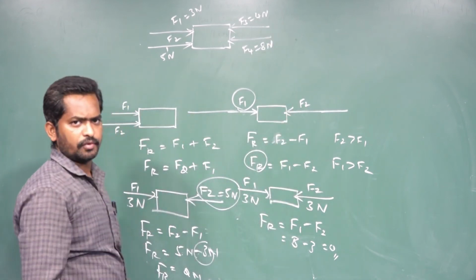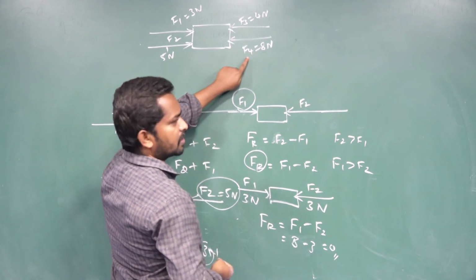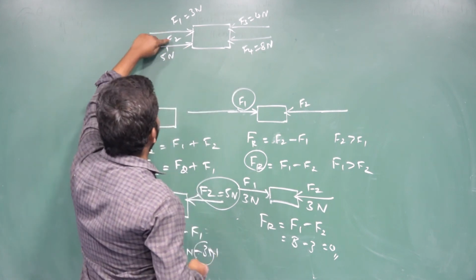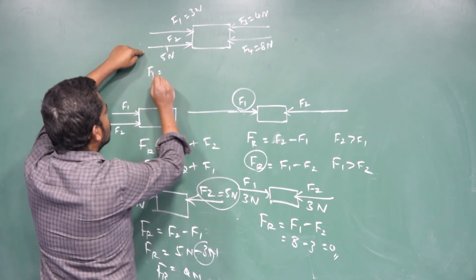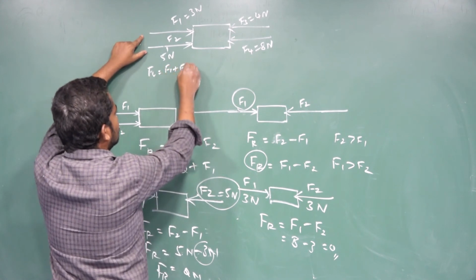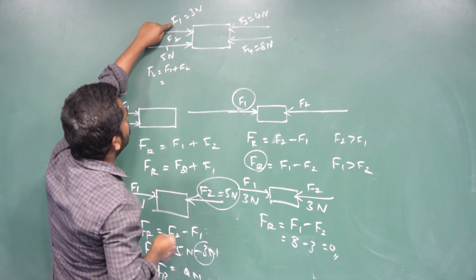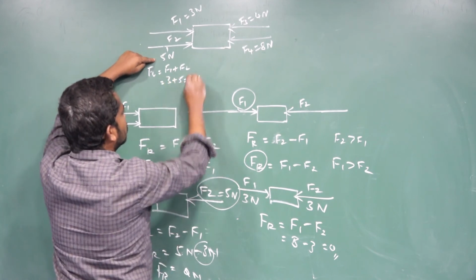What is the resultant force? First of all, take the left side and the right side. These two forces are in the same direction. So F left is equal to F1 plus F2, since F1 and F2 are in the same direction. F1 value is 3, F2 value is 5, so 3 plus 5 is equal to 8 Newton.